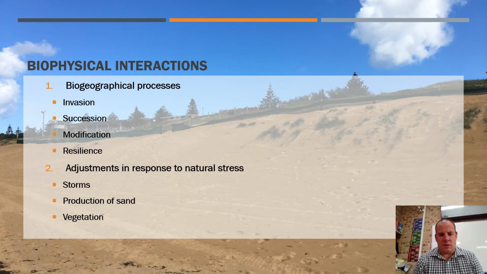When we've got adjustments to natural stress, obviously storms can destroy sand dunes. They can also produce sand. So after a storm, we might see a build-up of sand, and that sand dries out and is then transported to the sand dune. And then obviously with vegetation, like I said, with succession, with different forms of plants, once those plants kick in, they really do stabilise the dune, so much so that you can then build on it.